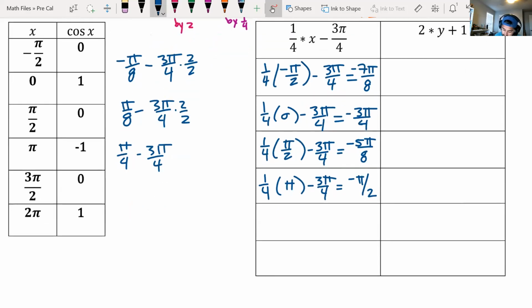And then you get 1/4 times 3 pi over 2 minus 3 pi over 4. That's 3 pi over 8 minus 3 pi over 4, common denominator of 8. 3 pi over 8 minus 6 pi over 8.